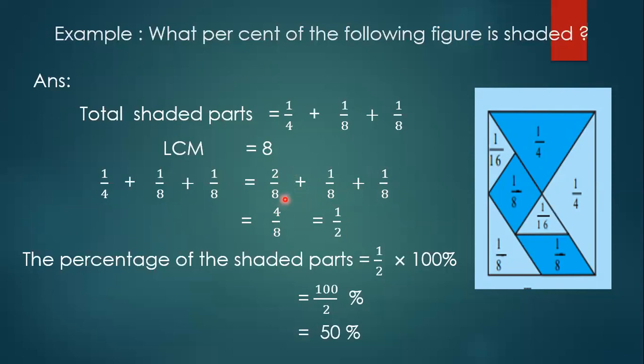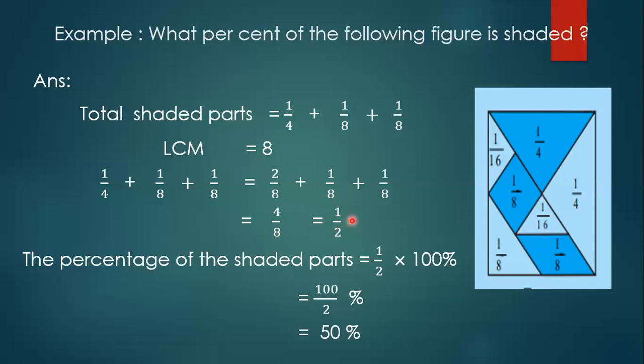We don't have to add the denominators. We will add only the numerators and keep the common denominator. So when we add the numerators, we get 4, and the denominator will be the same, 8. Now 4 by 8 we can change to the reduced form. 4 by 8 is equal to 1 by 2. 4 ones are 4, 4 twos are 8. So we get the reduced form 1 by 2.